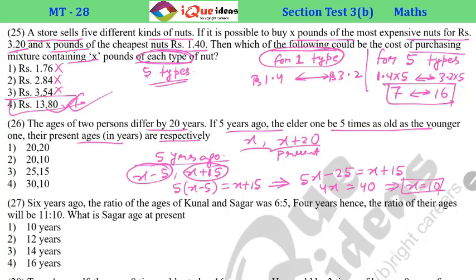So if x is 10, that means the ages are x is 10 and x plus 20 is 10 plus 20, that is 30. Right? So that means the present ages are 30 and 10, which is the fourth option. That is the correct answer.